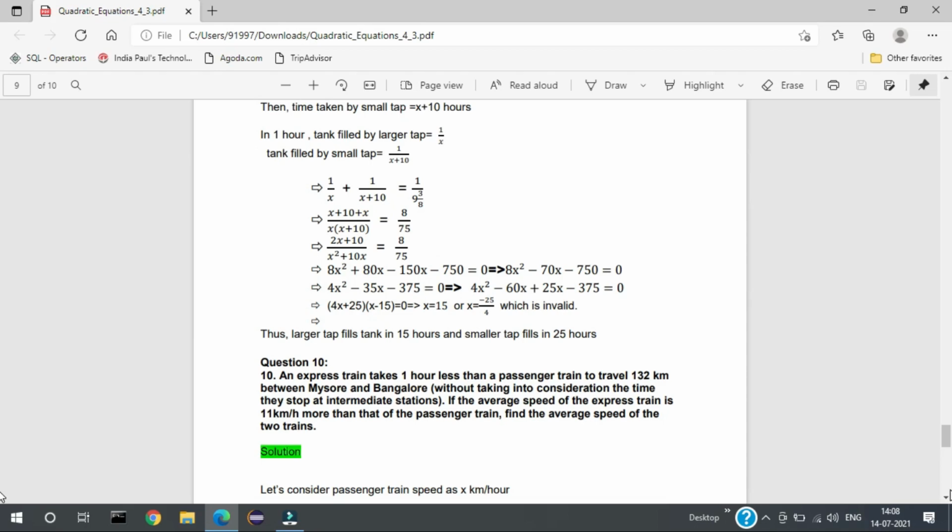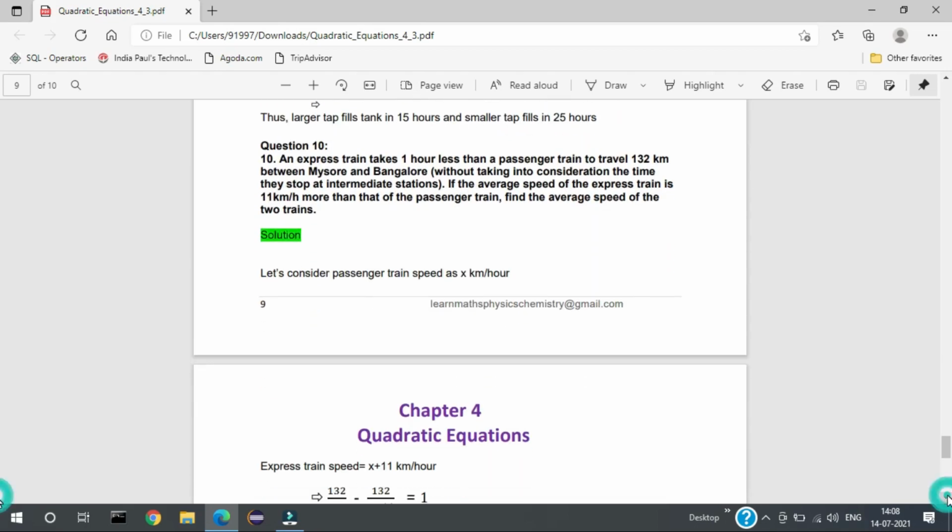So coming to question number 10. An express train takes 1 hour less than a passenger train to travel 132 km between Mysore and Bangalore without taking into consideration the time they stop at intermediate stations. If the average speed of the express train is 11 km per hour more than that of the passenger train, find the average speed of the two trains.